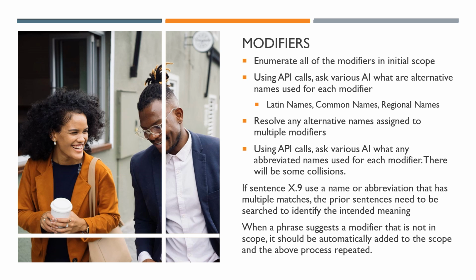Again, ask APIs for abbreviated names for each modifier, and again, you may have collisions. As above, an abbreviated modifier may have multiple matches. You want to look at prior text. If it's sentence 9, you may want to look back at sentences 1 to 8 to see if you can clarify it. If not, then you go forward and see if the rest of the article identifies it. When a phrase suggests a modifier that is not in scope, it should be automatically added to the scope.